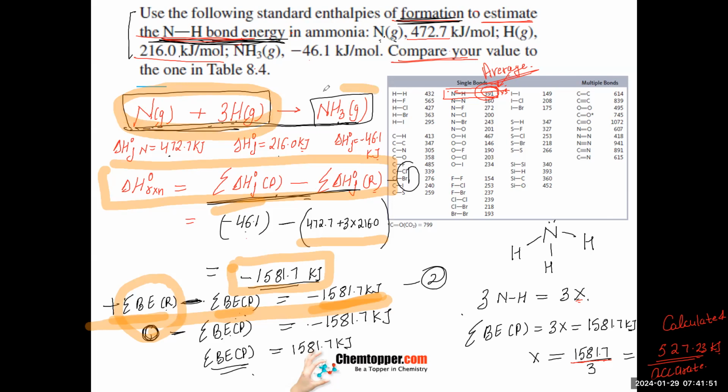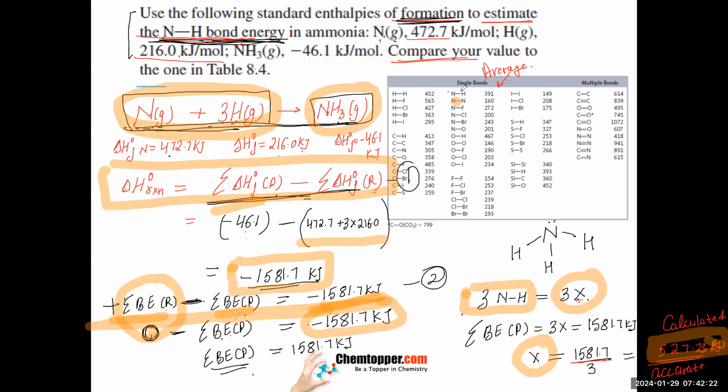So it means only bond formation is taking place during this change. So this is the energy released when 3 nitrogen hydrogen bonds are formed. So what's the value of one nitrogen hydrogen bond? I assumed it as 3x. I calculated x. My value is this. I compared this value with the value given in the table and I gave the reason why they are different.